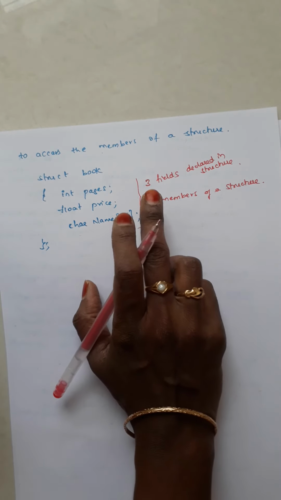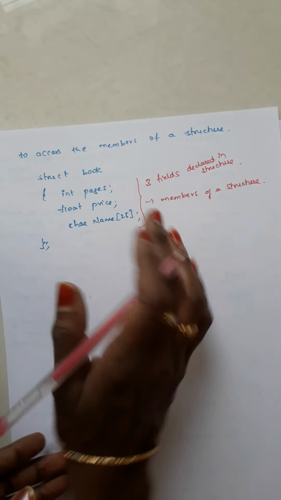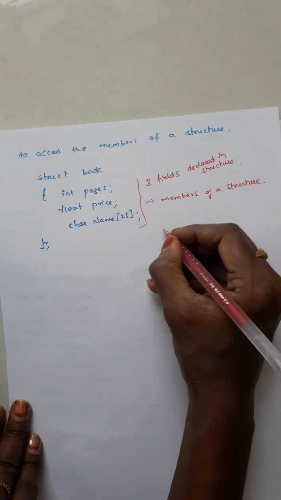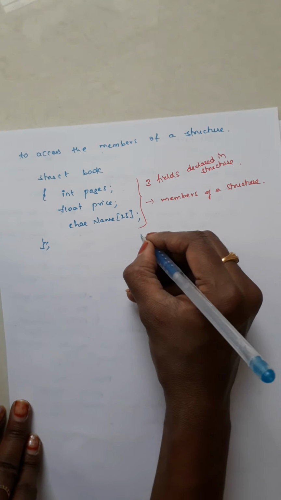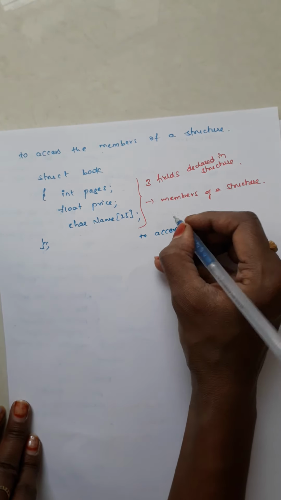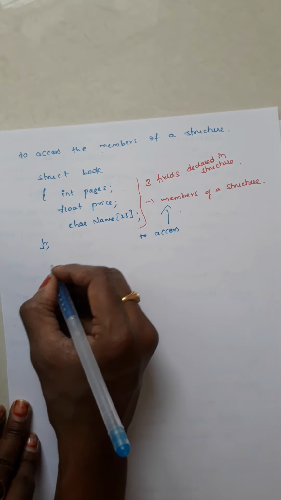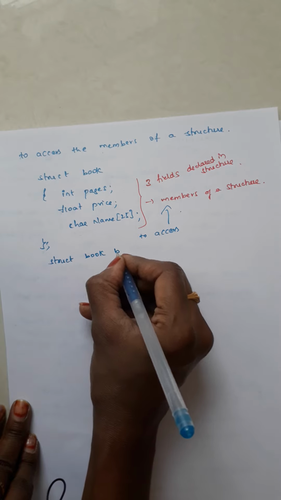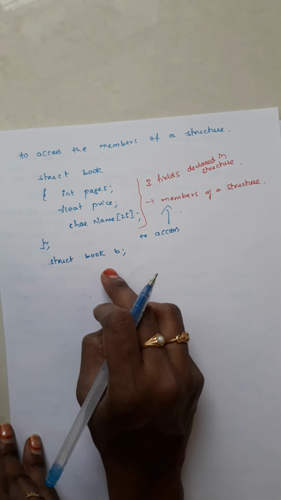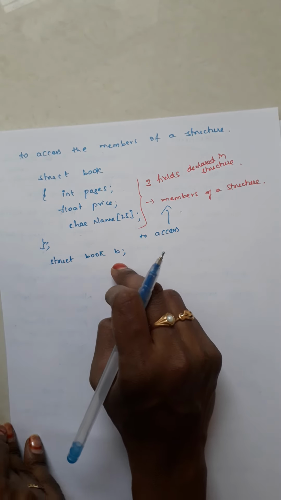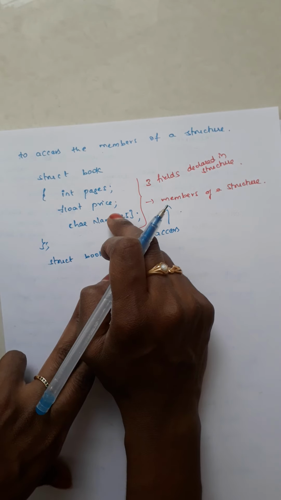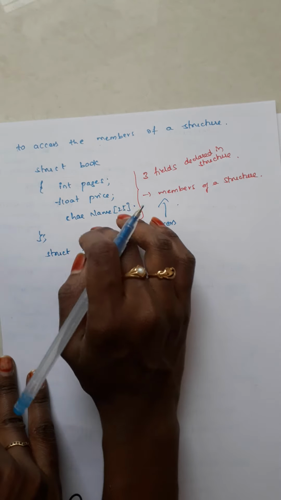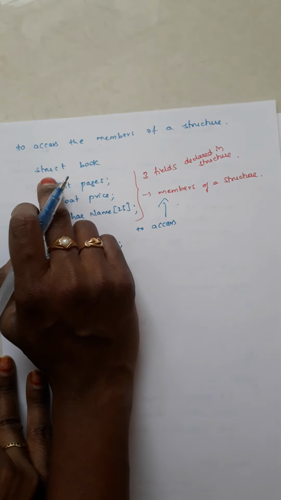So how many variables did we declare? Those are the members of a structure, the fields declared in the structure. To access these members, we need to declare a variable, that is the structure variable. By using this variable, we access the members of a structure, because these are the variables declared in the structure by using the keyword struct.